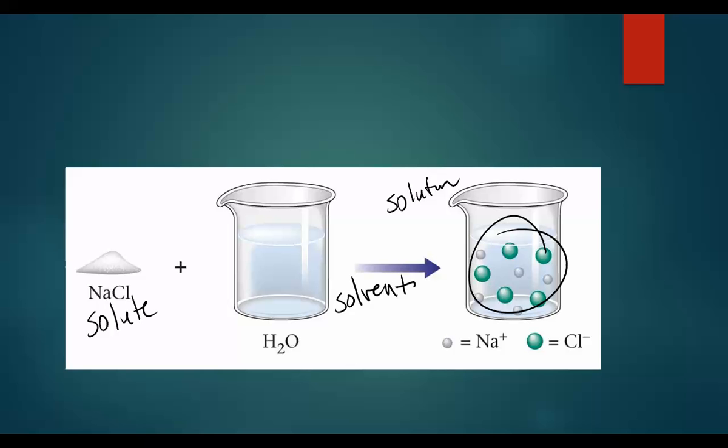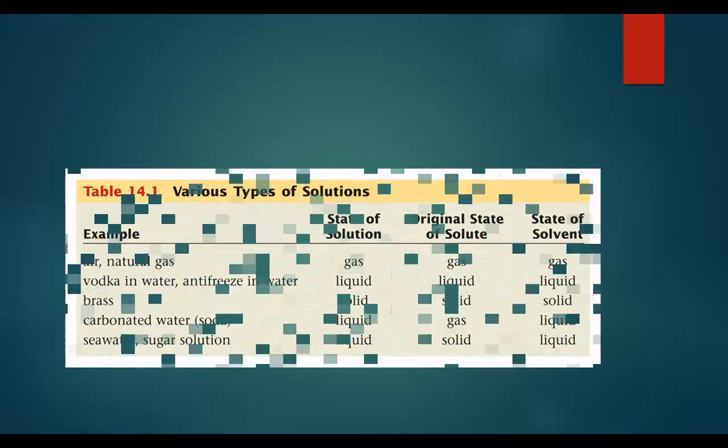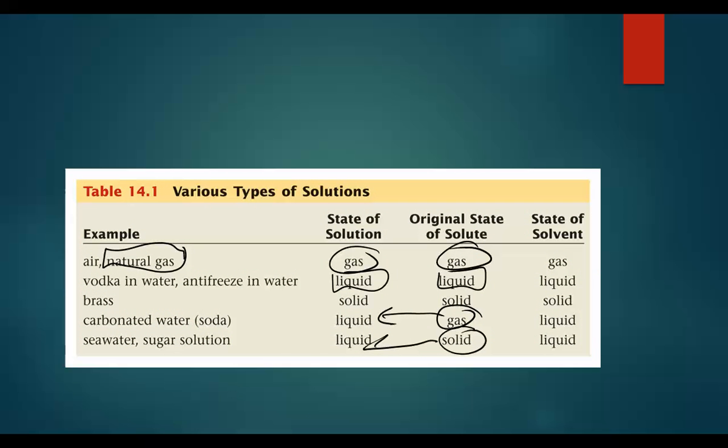Yes, Marie? No, it can be anything, any combination like you saw there. How do you know which one is the solute? Good question. How do you know which one's a solute and which one's a solvent? If they're both solids, whichever one you have the most of. Like steel is made up of 96% iron, 4% carbon. Carbon's a solid.